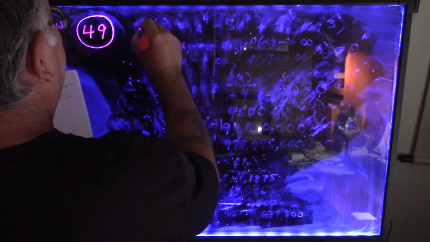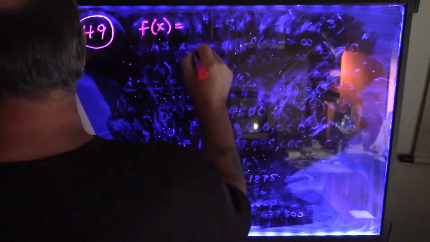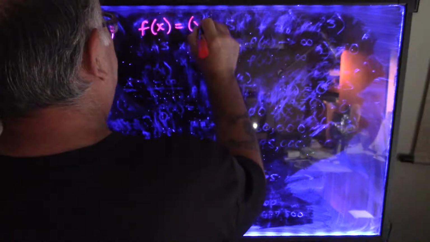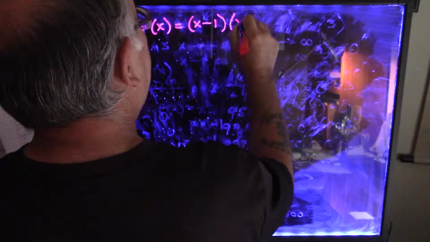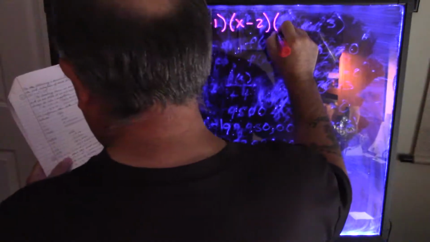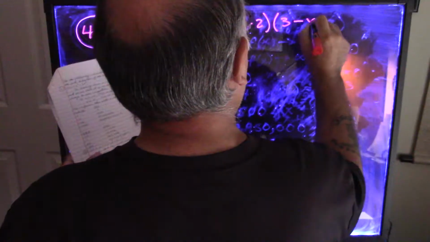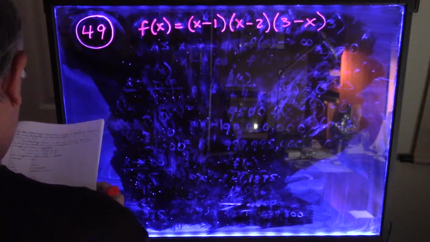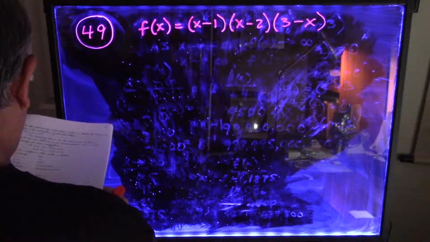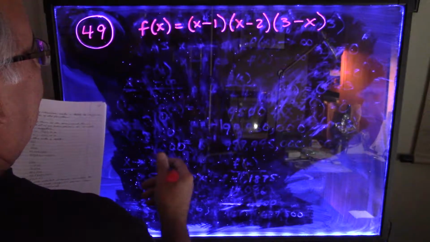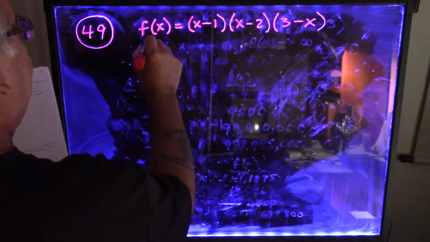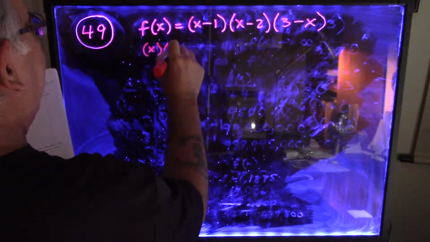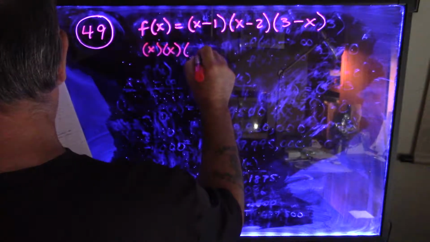f of x equals the quantity x minus 1 times the quantity x minus 2 times the quantity 3 minus x. Okay. So what kind of end behavior will this have? It'll be similar to this, x times x times negative x.